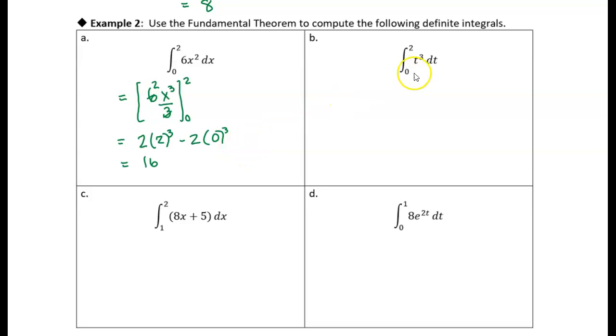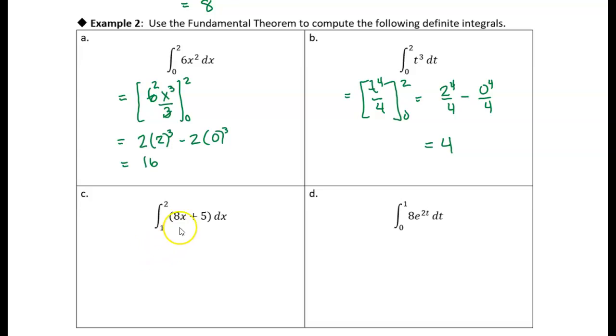All right, so again, we're just going to find the antiderivative. The antiderivative of t cubed is t to the 4th over 4. We're going to evaluate that from 0 to 2. I've got to start with the upper limit of integration. So it's 2 to the 4th over 4 minus 0 to the 4th over 4. Of course, 0 to the 4th over 4 is just 0. So we have 2 to the 4th over 4. So that's 16 over 4, which is 4.